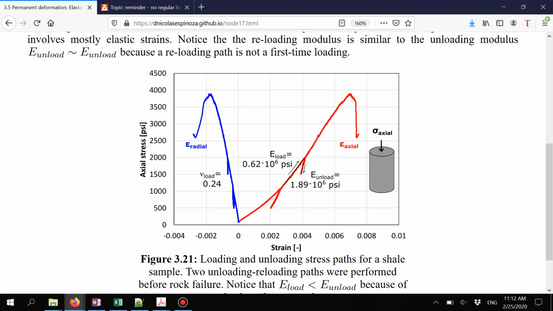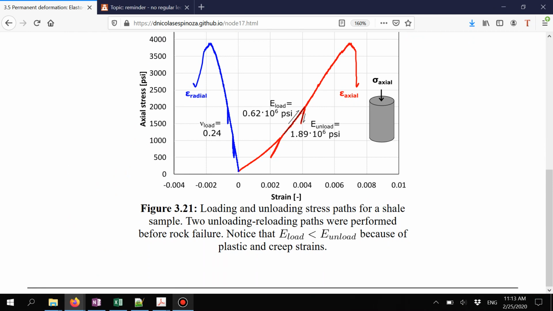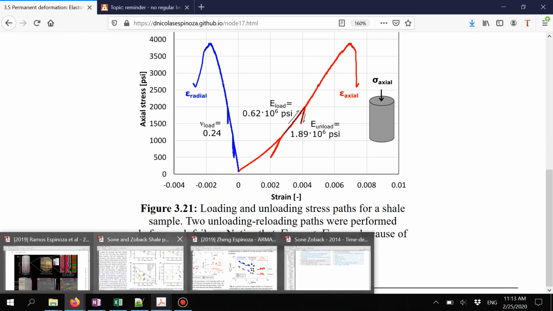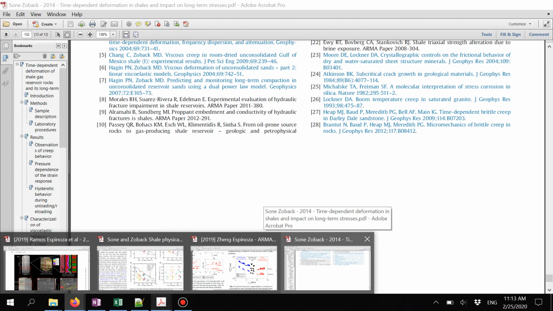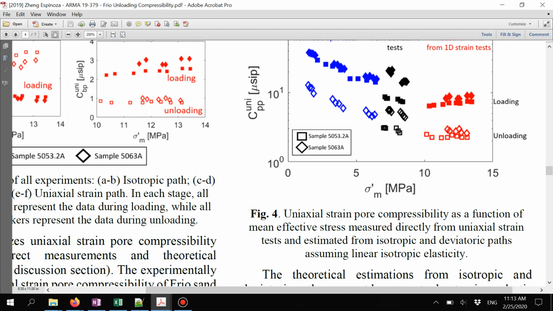And here I have one example to show you how these loading and unloading processes are important and why that would be important in some cases. This is a case in which we measure the rock compressibility either during loading or unloading. Let me bring that to the screen. It is this case over here. Before I go there, let me see if I found the other figure.